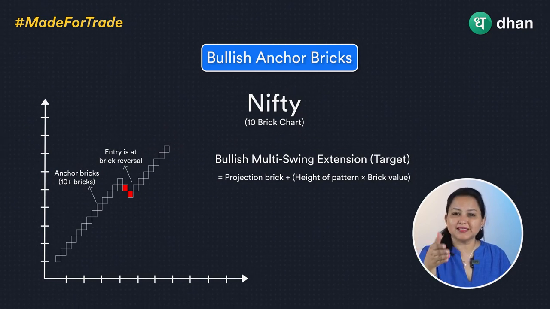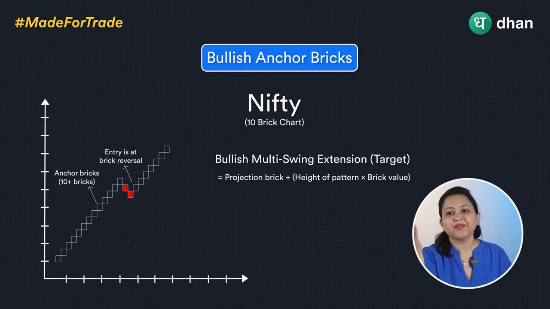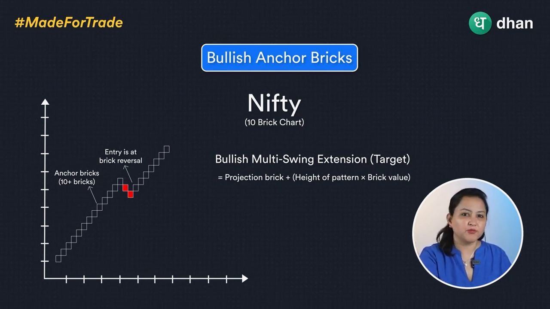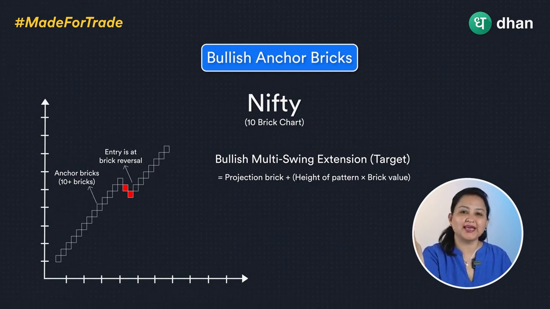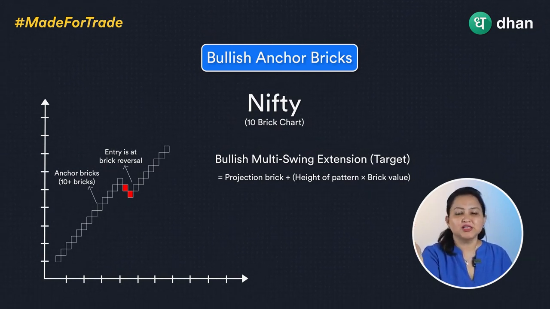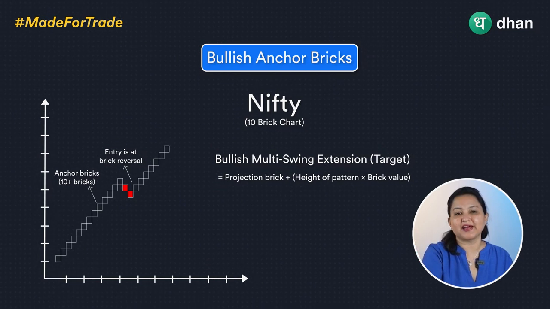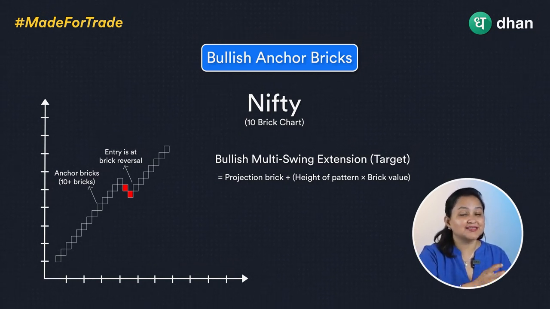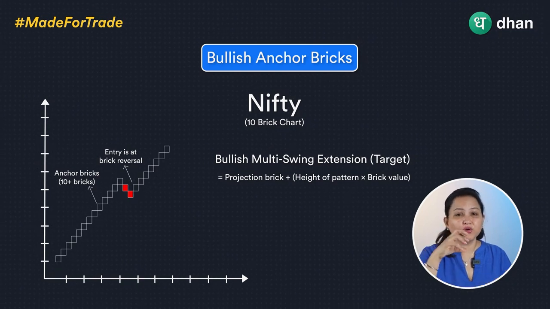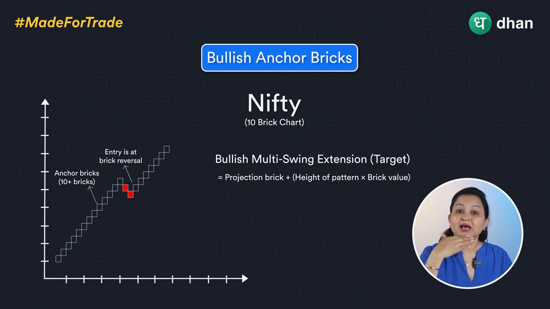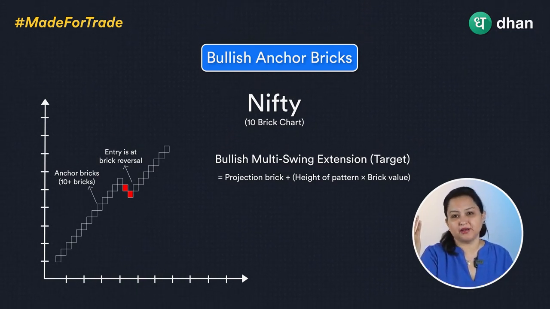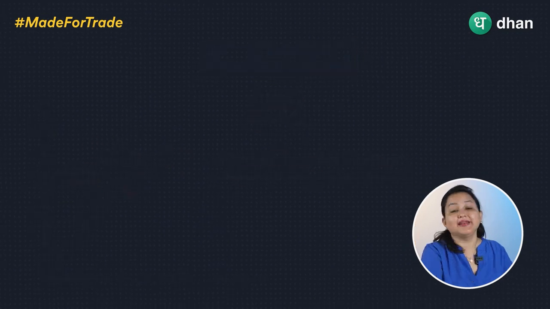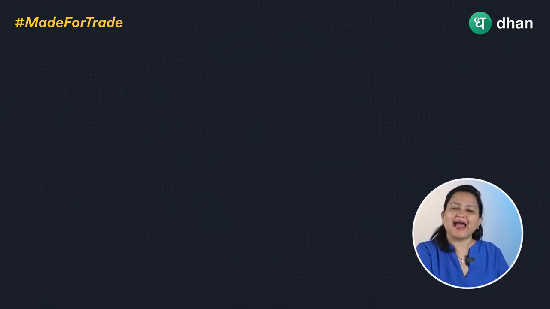Swing breakout plus the number of bricks in the swing multiplied by the box size. The formula remains the same to find your swing extensions, or the multiple swing extensions that we have used to find the targets. Stop loss is very minuscule here again. This is an affordable, low risk entry that one can use in the direction of the momentum of that particular trade setup.